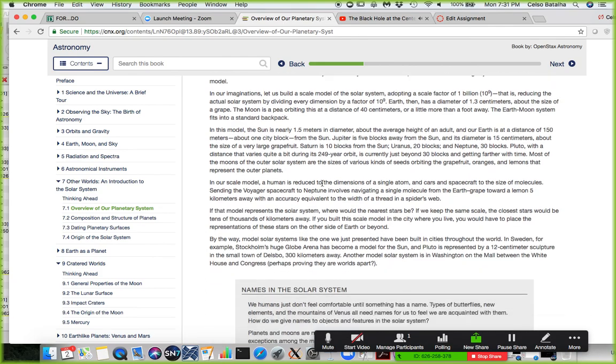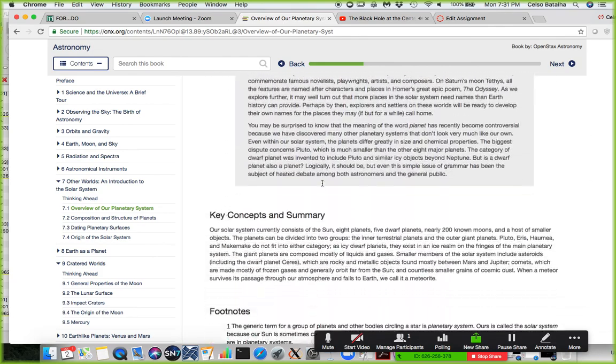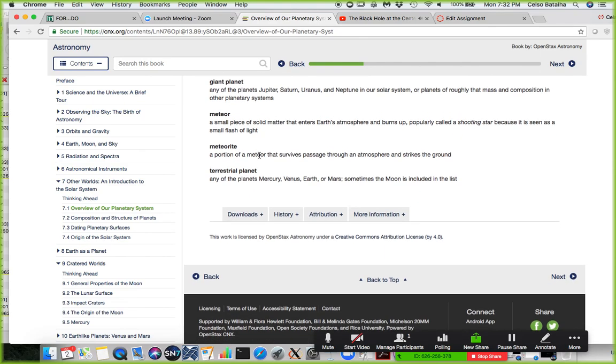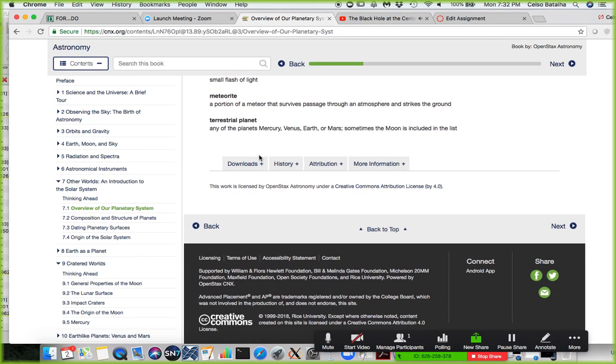So I recommend the reading of this paragraph, and of course, differences between meteorite and meteoroids. So, and that is the extra credit, basically the extra credit question. So what are the differences? You have to do a little research. In fact, it's right there. But what is the difference between meteoroids and meteorite? What's the difference?